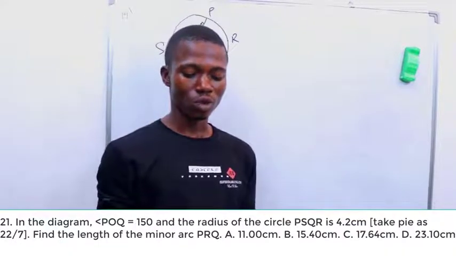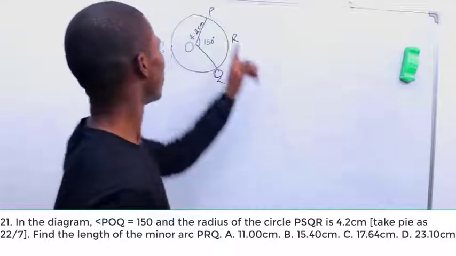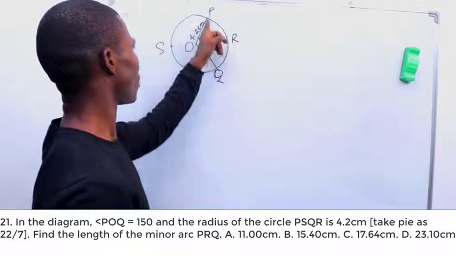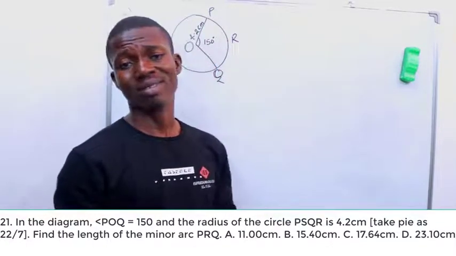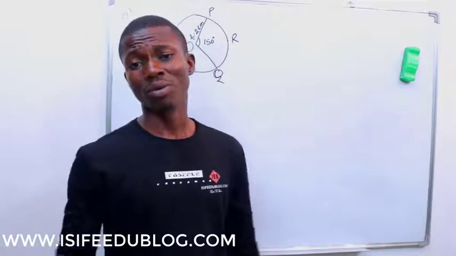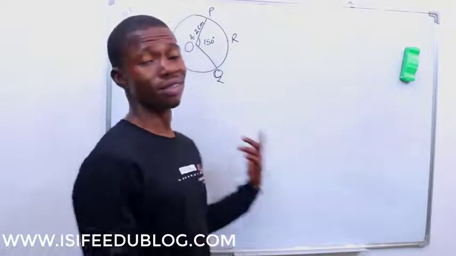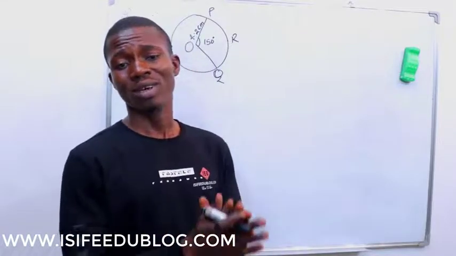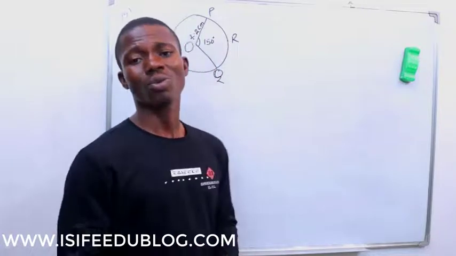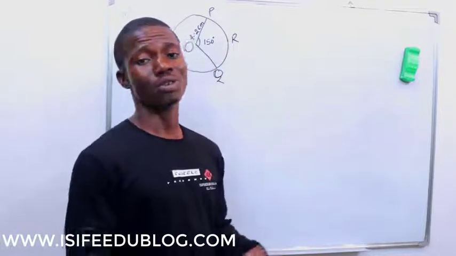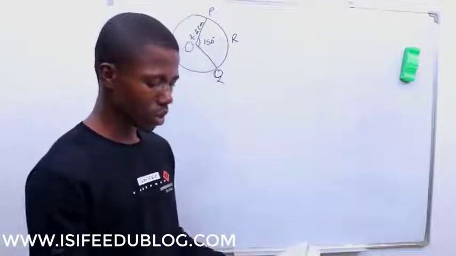Question 21 is find the length of the minor arc PRQ. They want us to find the length of an arc. So, mensuration in mathematics is the easiest mathematics I have come across. All you need to know is the formula. Once you insert the formula, you go ahead and solve, get your answer. You can also equally visit ISIFE EDUBLOG and see where we derived all the formulas in mensuration from first principles. Okay, so let's quickly now start solving.